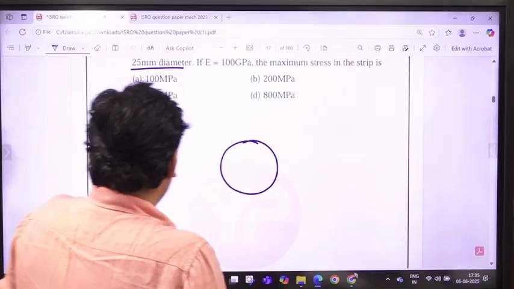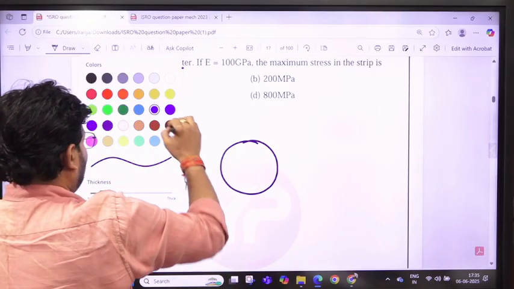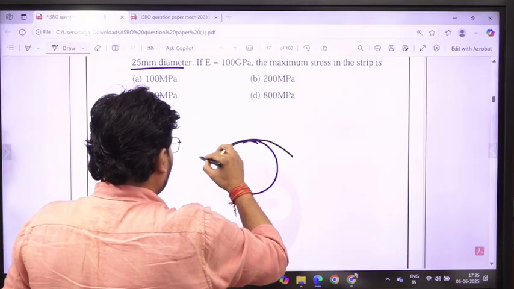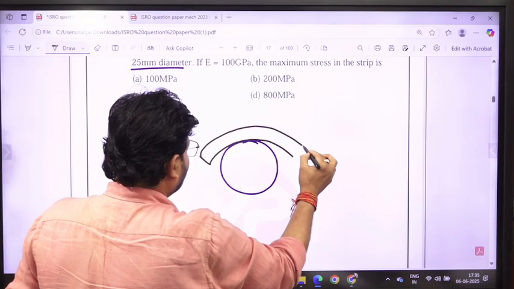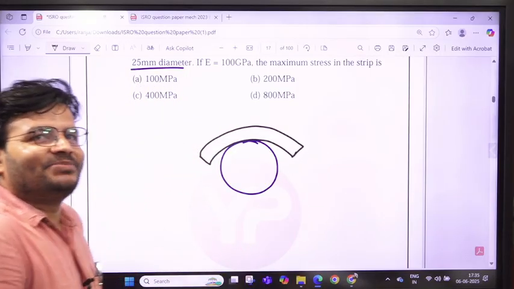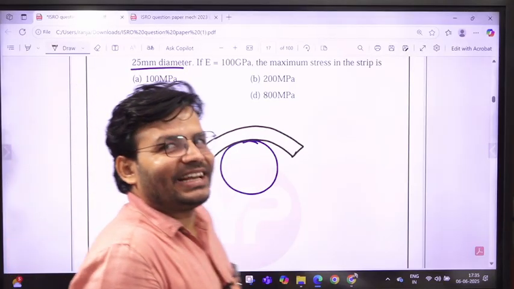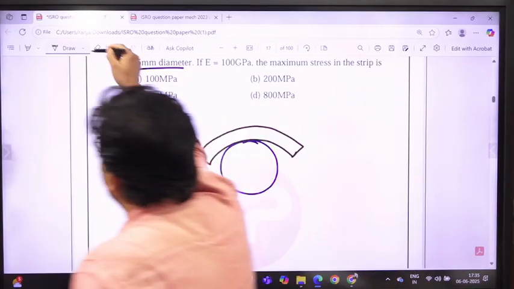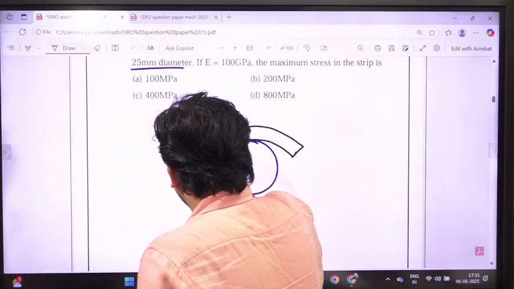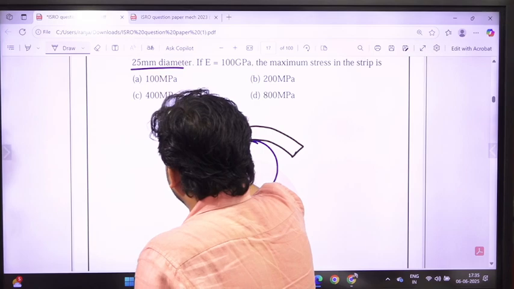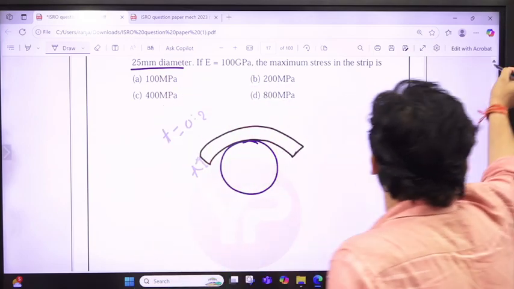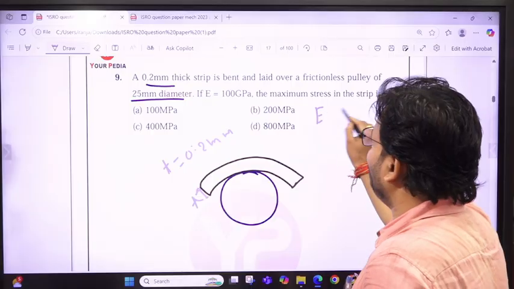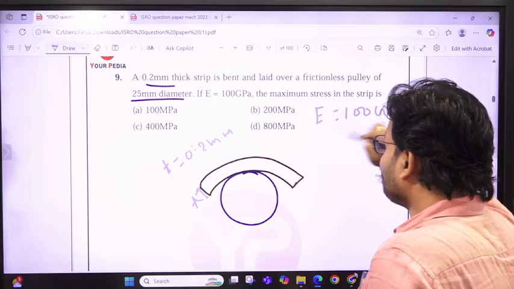Over that is the belt or rope, whatever you can say. Don't go by my diagram, but just listen and try to understand the visualized things. In the question the thickness is given, 0.2 mm, and E is given here, 100 gigapascal. We need the maximum stress.